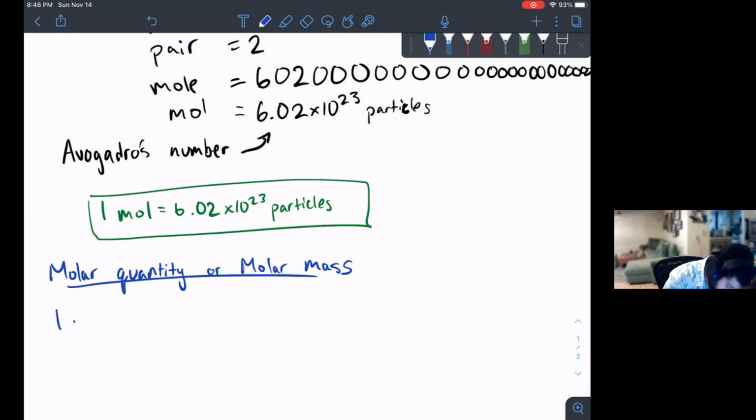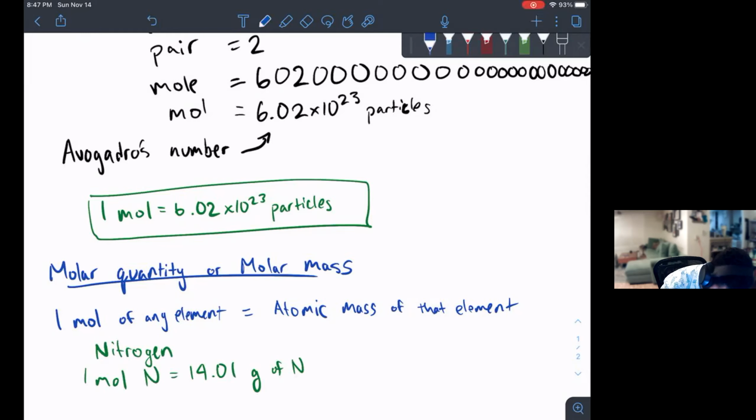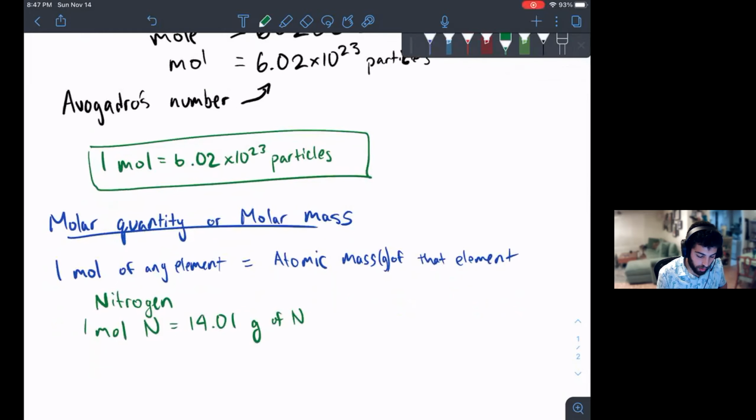Now, basically what this means is 1 mole of any element is equal to the atomic mass of that element. So one example, if we look at the element, I've got to pick one that I actually know off the top of my head. If we look at nitrogen, 1 mole of nitrogen is equal to 14.01 grams of nitrogen. And so this would actually be the atomic mass in grams of that element. So 1 mole of nitrogen is equal to 14.01 grams of nitrogen.